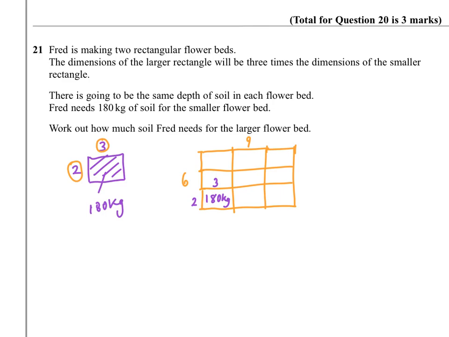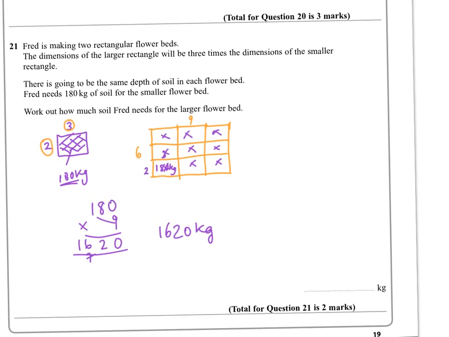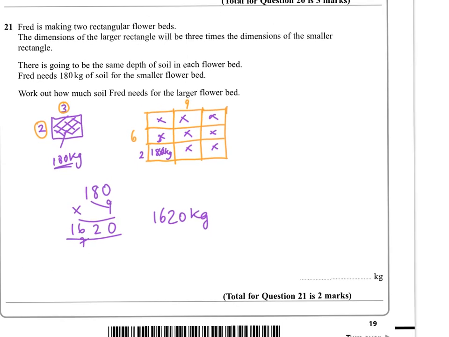Then you can see you've got 1, 2, 3, 4, 5, 6, 7, 8, 9 times as much. So if you needed 180 kilograms for the smaller one, you're going to need 9 times as much. So 180 times by 9 is going to be 1,620 kilograms. So I think generally I probably should have explained this way.